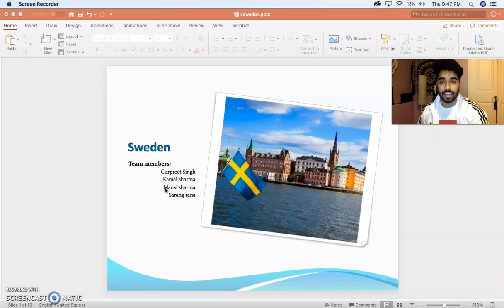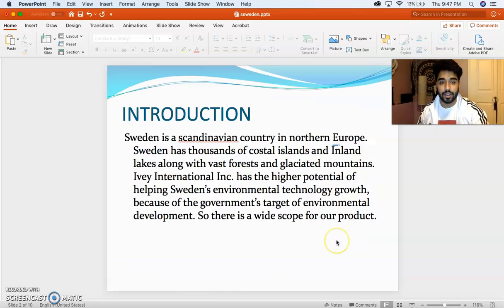Coming up to the next slide, which is the introduction. Sweden is a Scandinavian country in northern Europe. Sweden has thousands of coastal islands and inland lakes, along with vast forests and glaciated mountains. Ivy International has a higher potential of helping Sweden's environmental technological growth because of the government's target of environmental development. So there is a wide scope for our product.